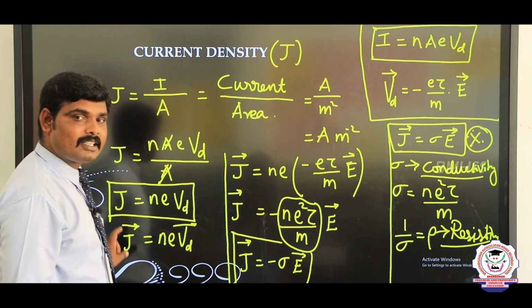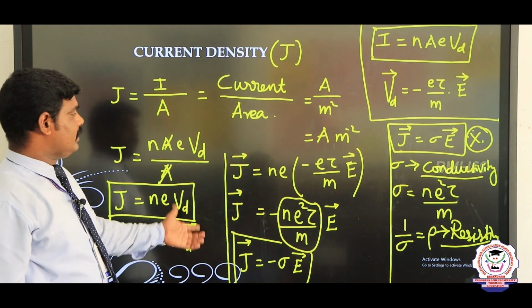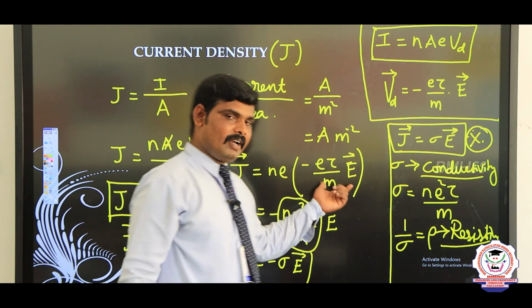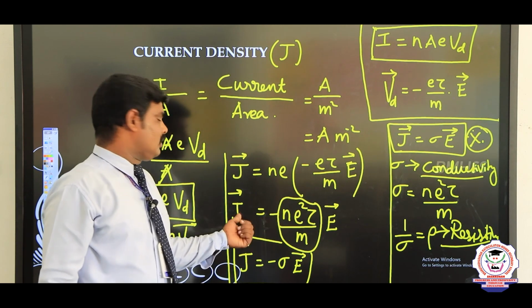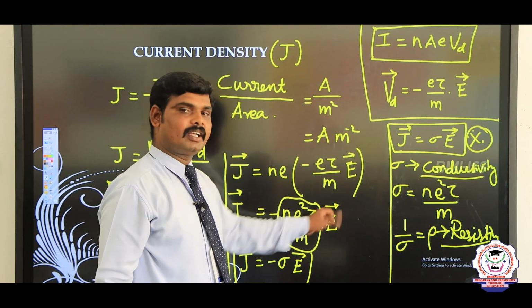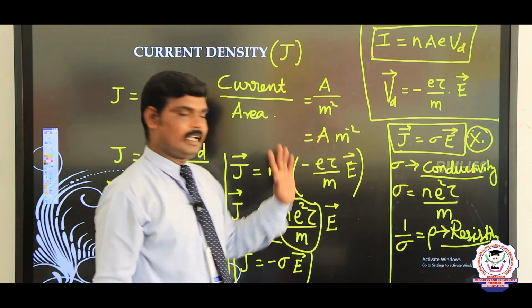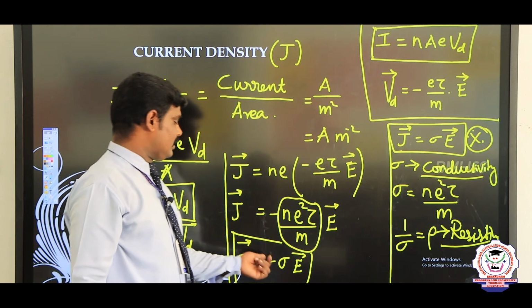Here the current density is a vector quantity. J vector is equal to N E into Vd. Then we substitute that drift velocity formula, and we will get J is equal to minus N E square tau divided by M into E vector. This is a constant that I take as sigma. Sigma is nothing but conductivity. Here the negative is neglected.